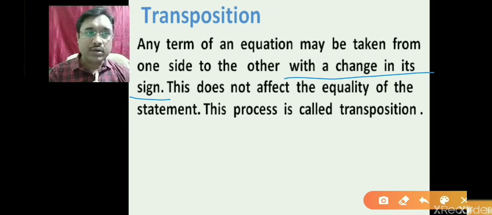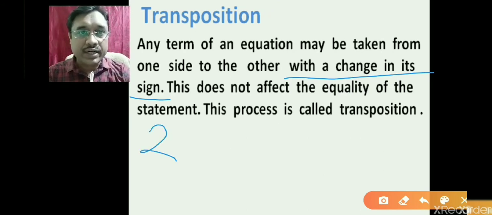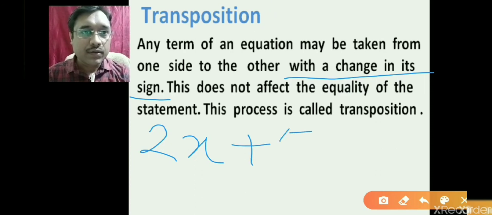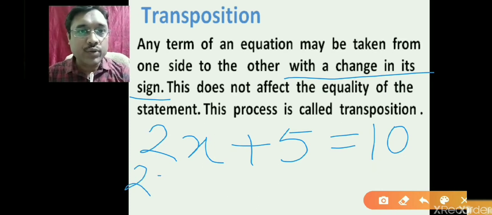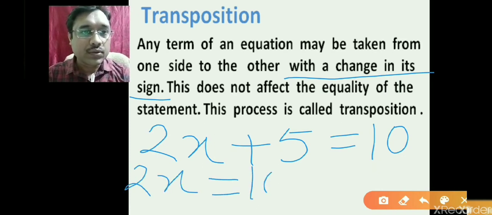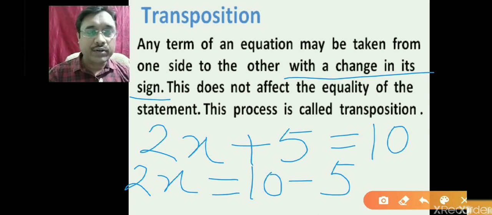This process is called transposition, such as when it is written that 2x plus 5 equals 10. Then you can write 2x equals 10 minus 5. That means this 5 you can take to the right side, and there you will see that its sign is changed. Minus 5 I have written, because on the left side it is plus 5, so on the right side you write minus 5. So ultimately 2x equals 10 minus 5, which means 5. This process is called transposition.